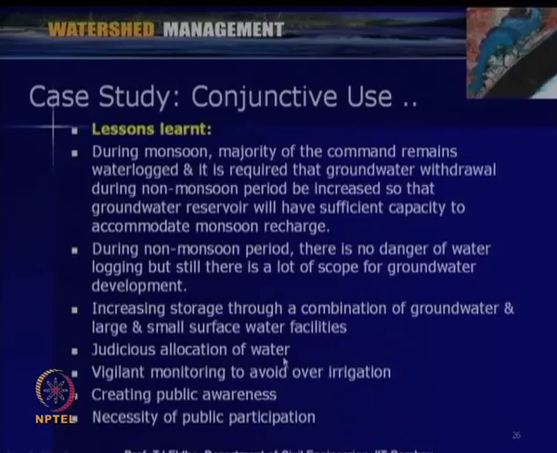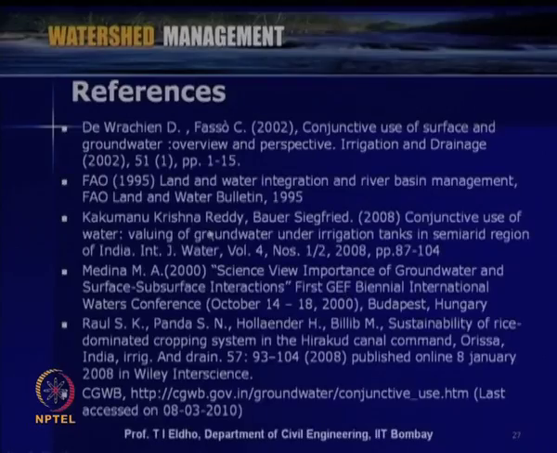Then judicious allocation of the water. So, that is one of the plans which we have seen, 90% from the surface water and 10% from the groundwater, and then area wise also we have to see judicious allocation. Then vigilant monitoring to avoid over irrigation, then creating public awareness, which is very important in this kind of conjunctive use project. Then the necessity of public participation. So, the farmers should participate in the project. Otherwise we cannot achieve the optimal plans as far as conjunctive use is concerned.